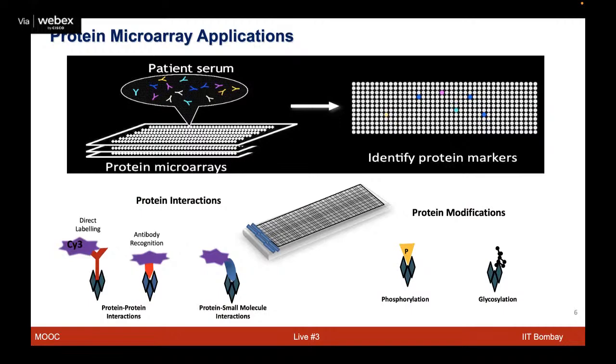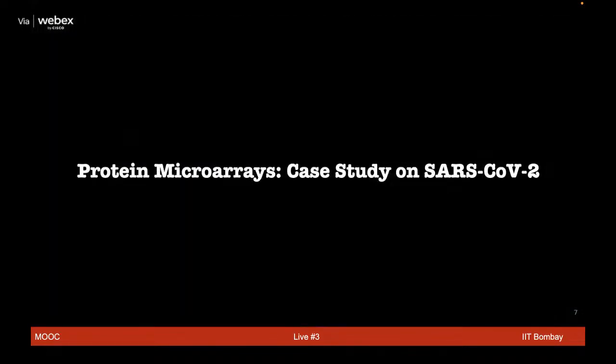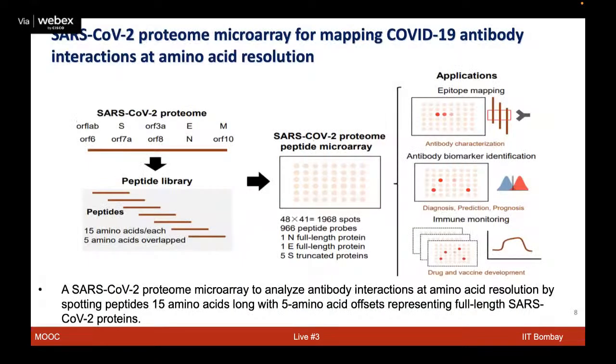Many inhibitor screenings could be done. So many of these things can be done on these kinds of protein arrays. But what you may not have thought about is that one could also study a virus like SARS-CoV-2 on protein arrays, and especially, in this case, the peptide array.